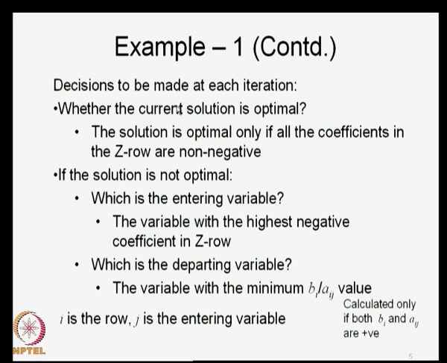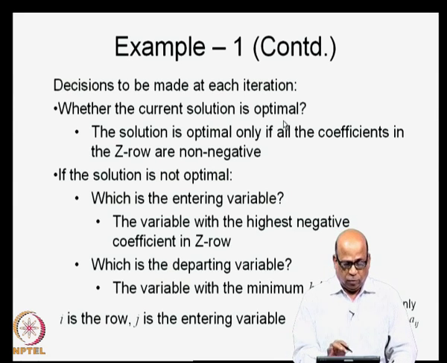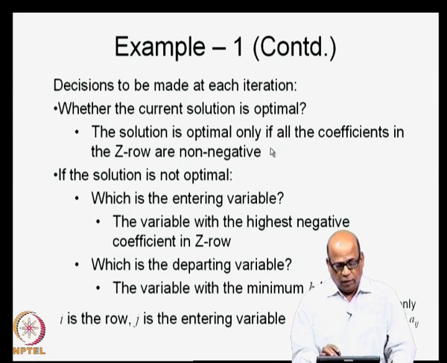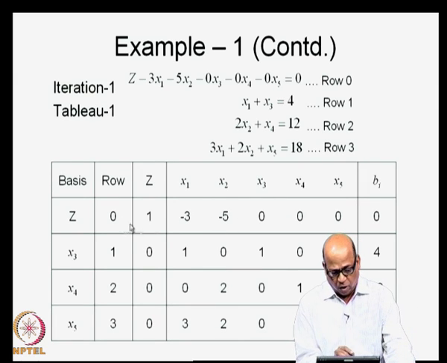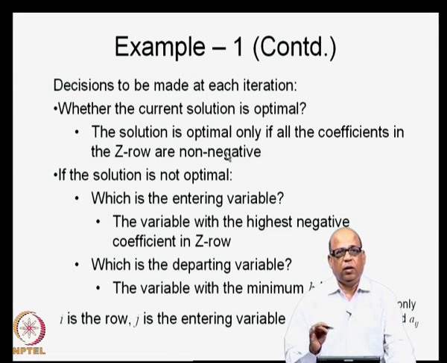So, at each iteration then we ask these questions, whether the current solution is optimal. The solution is optimal only if all the coefficients in the z row are non-negative. As I said, all these coefficients here must be non-negative. If there is at least one value which is negative, it means that the solution can be improved further, and therefore, the current solution is not the optimal solution.